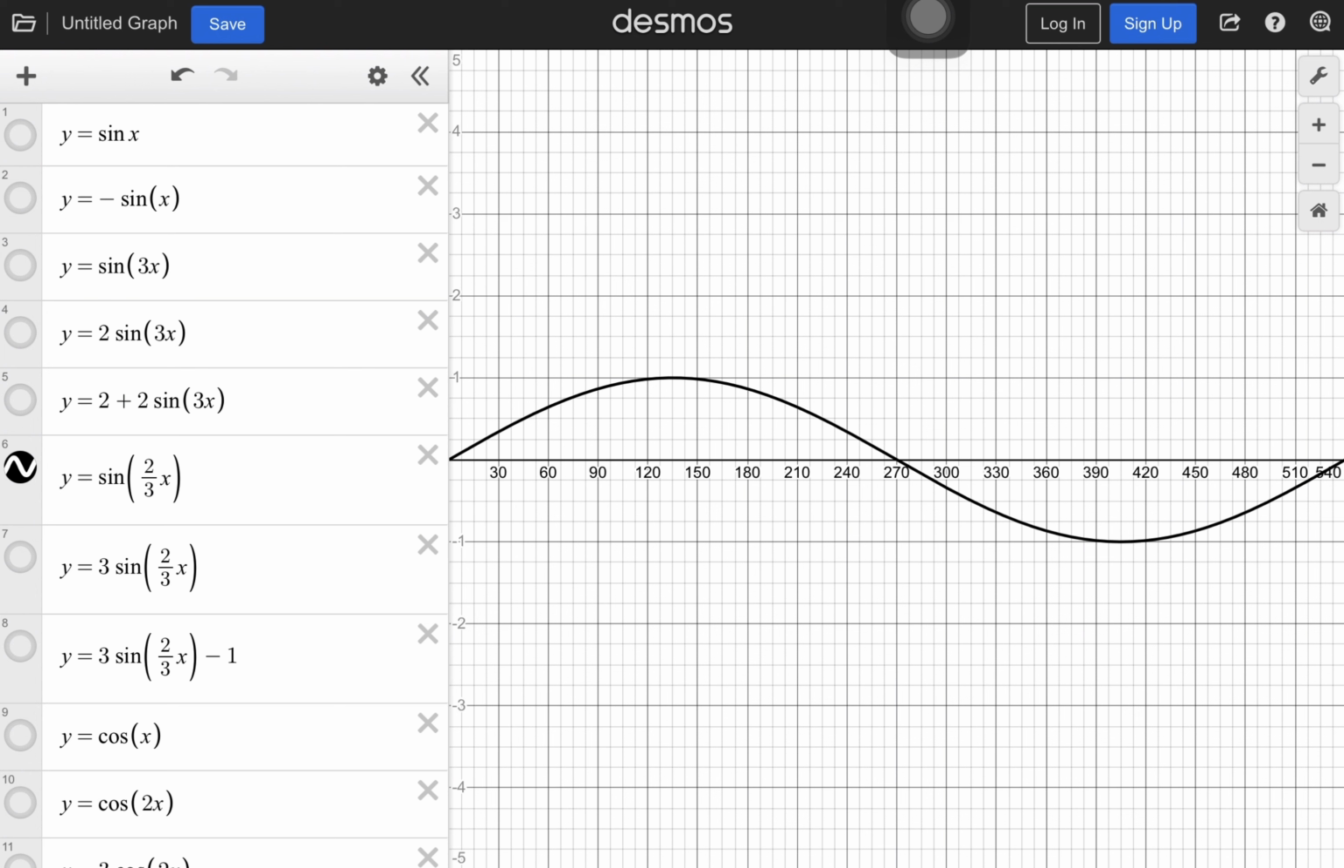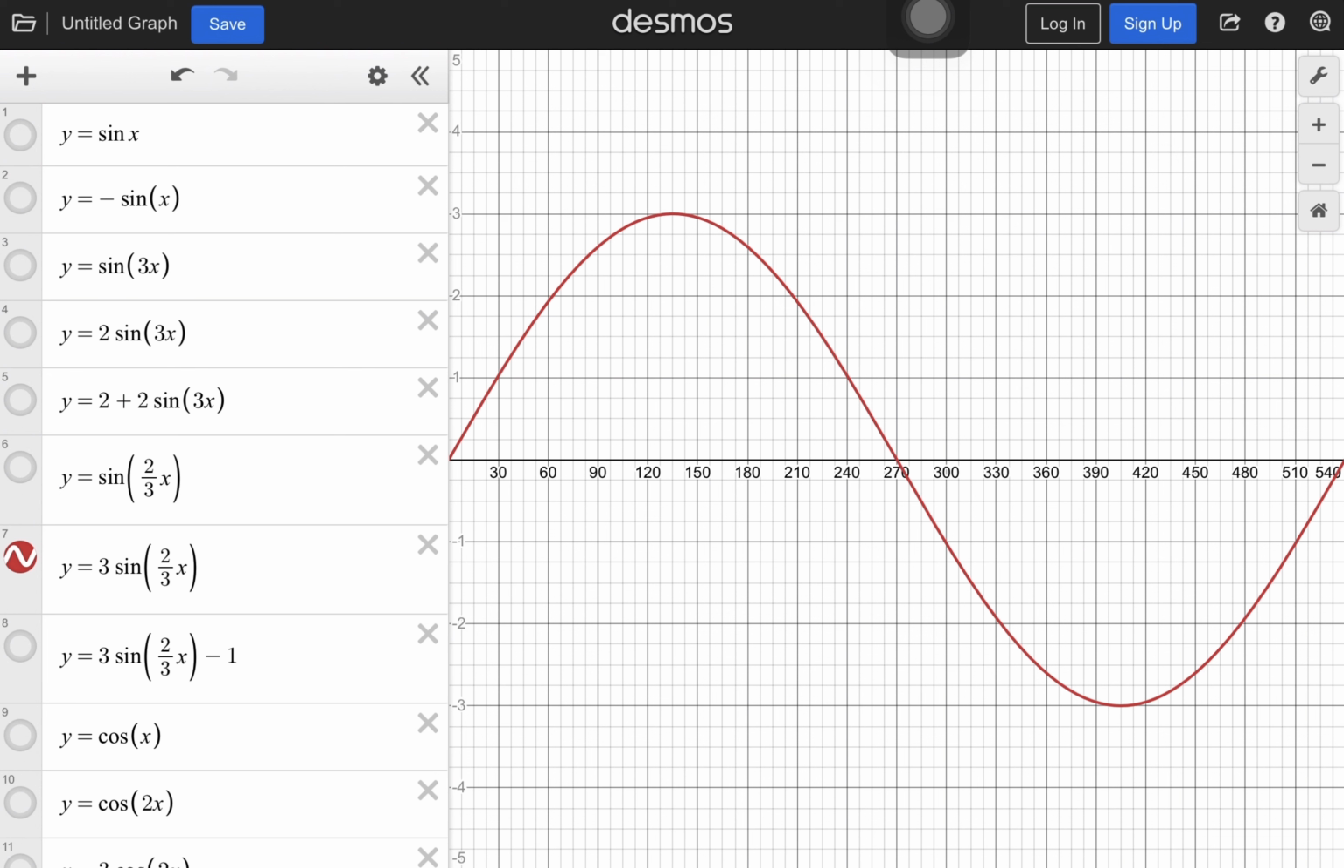Now I multiply this function by 3. This increases the amplitude to 3. Now translate it downward by 1 unit into y equals 3 sine 2 over 3x minus 1. The midline is now y equals -1. Now, do you understand how to sketch the graph of sine function?